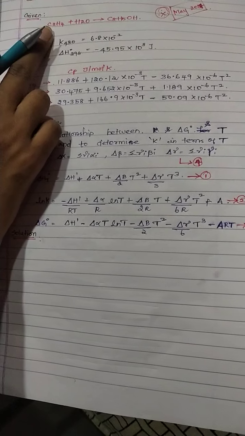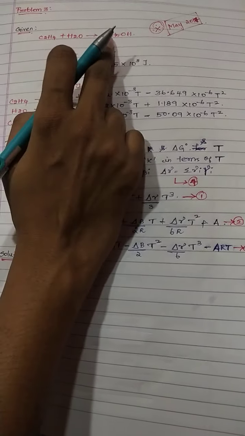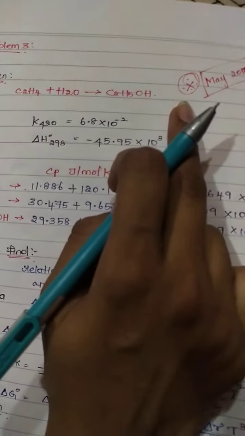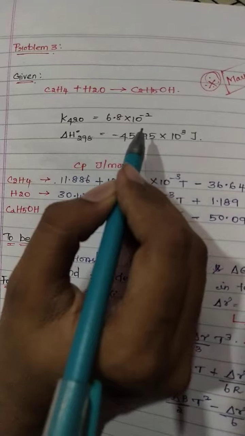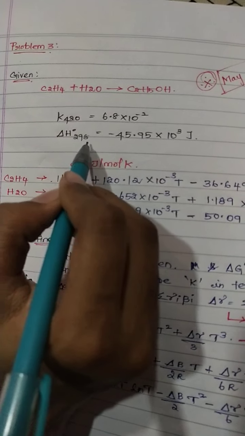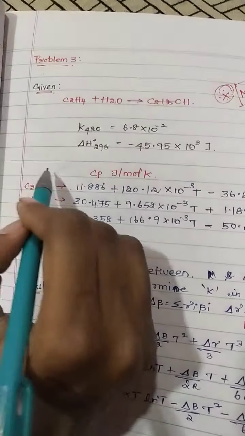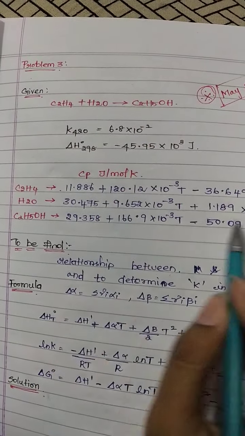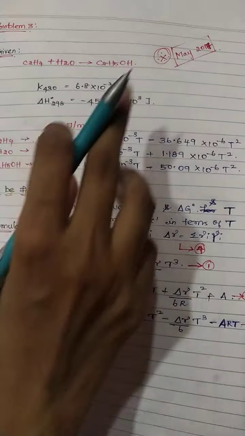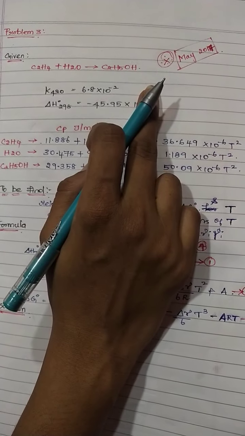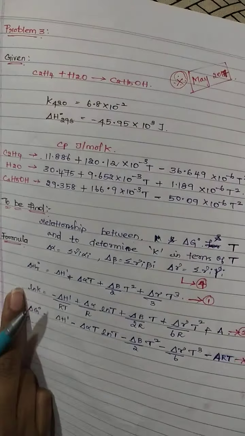Here you are given C2H4 plus H2O gives C2H5OH. This is my equation. And you are given the rate constant at 420 Kelvin and del H naught at 298 Kelvin. And also you are given Cp for all the components in the reaction in terms of temperature. Okay. In this problem, this is one more important thing. This is a university problem, a direct 16 mark question, May 2017.